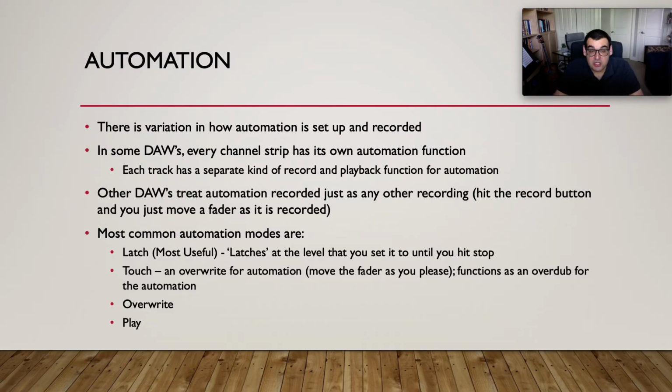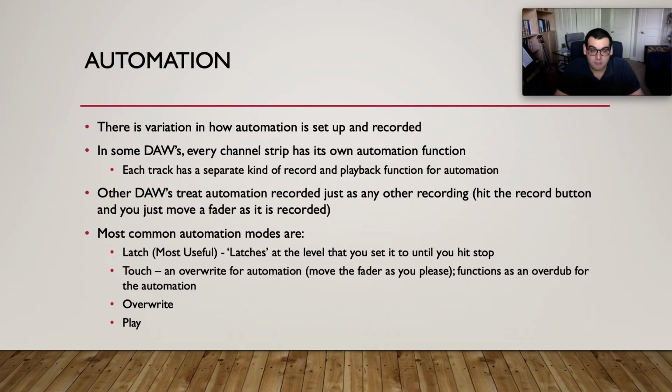There's lots of variation in how automation is set up and recorded. In some DAWs, every channel strip can have its own automation function. Other DAWs treat automation recordings just as any other recording. You hit a button and the automation moves automatically.